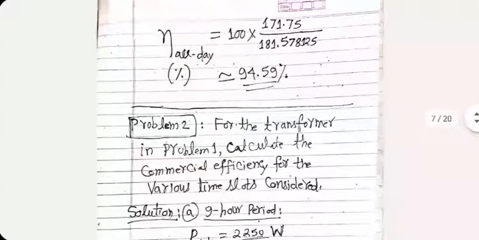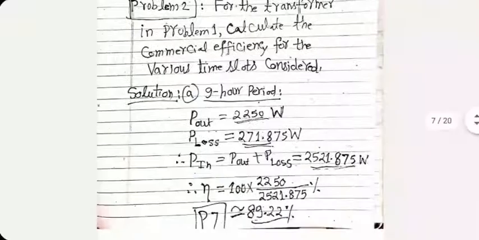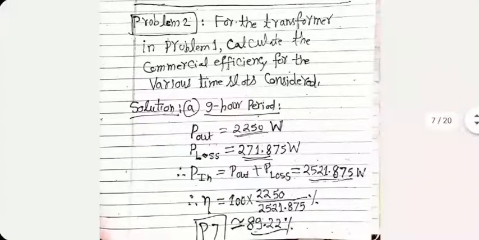Now, the second problem says, repeat this problem but calculate power efficiency for each of the periods. The data can be taken from the previous table. In the 9-hour period, output power was 2250 watt. Loss power was 271.875 watt. This is the ratio of powers, not the ratio of energy, that we want to calculate for each of the time periods, just out of curiosity. So we calculate the input power, take the ratio, and the power efficiency in the 9-hour period turns out to be 89.22%.